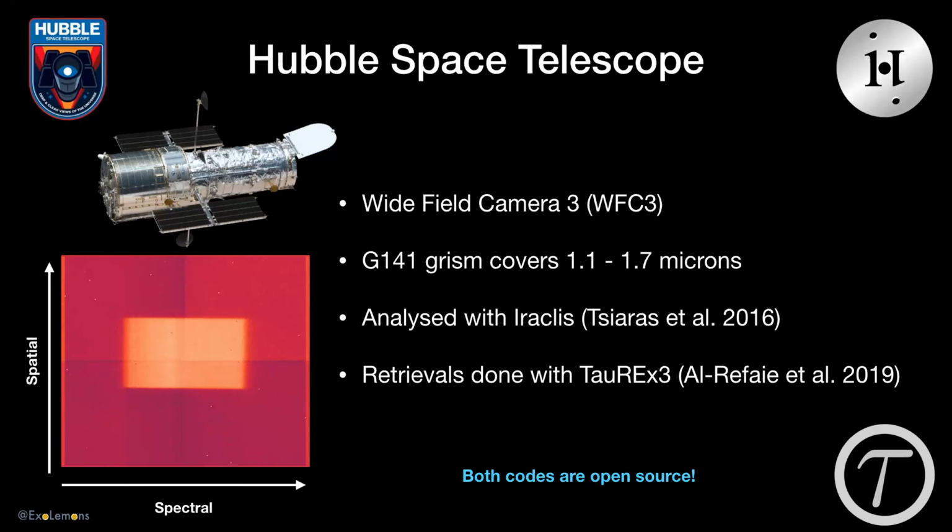We analyzed this data with the Oraculus pipeline, which was used to reduce the data and produce the final spectrum, and then retrievals were done on this with the TauREx 3 retrieval suite. I'll note that both of these codes are open source. I think you can pip install both of them, and there's plenty of documentation online if you want to have your own go at analyzing this data set or others.